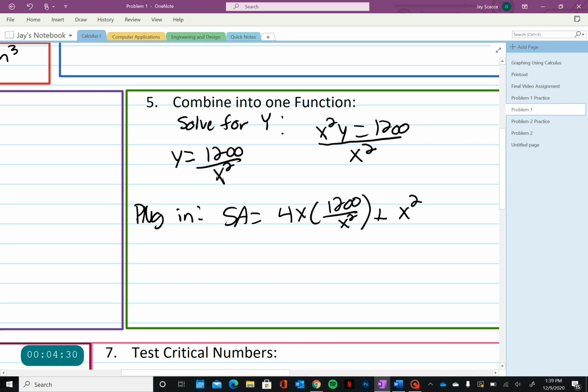And then we can simplify that by multiplying 4x by 1200, and then we get 9600x over x squared plus x squared, and then we can cancel an x from the numerator and the denominator of the first term. So we're left with 9600 over x plus an x squared.